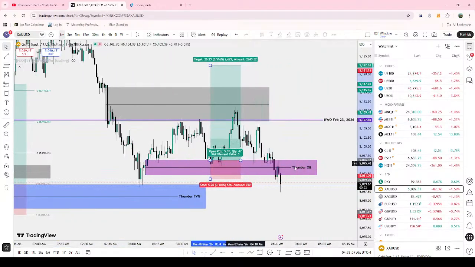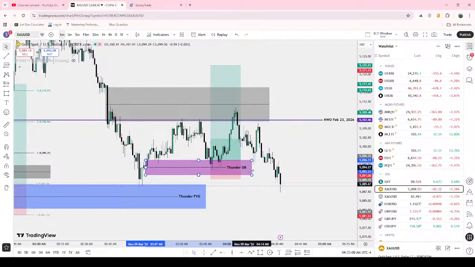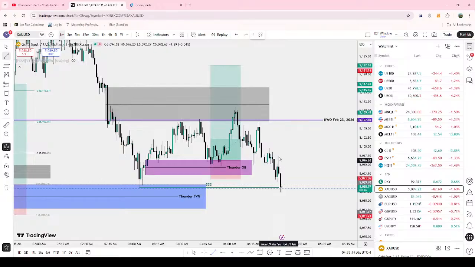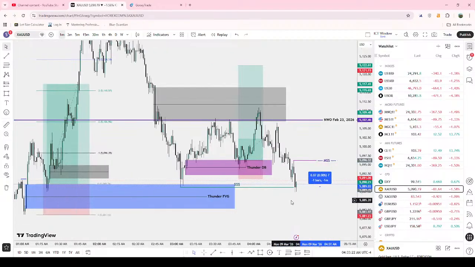Let's do this. We are in a losing trade. We did a liquidity swipe. Now let's go for a market structure shift. If we get a market structure shift, then we can look for longs.